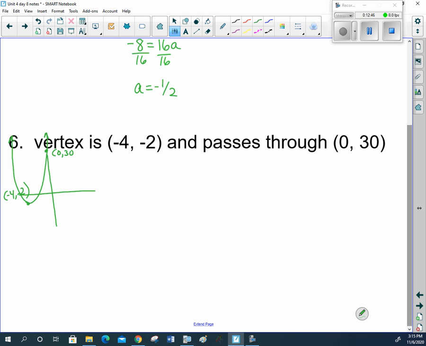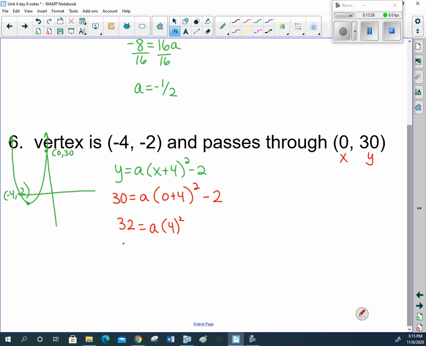Let's set up what we know. We know the vertex, so I'm going to go to vertex form. So y equals A times (x plus 4) quantity squared, subtract 2. We want to figure out what the A is, so once again, I'm going to put a 0 in for x and a 30 in for y. So 30 equals A times (0 plus 4) quantity squared, subtract 2. So we don't mess up order of operations, add the 2 to the other side. 32 equals A. Now do the parentheses. 4 raised to the second power is 16.